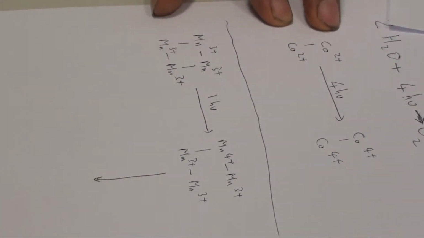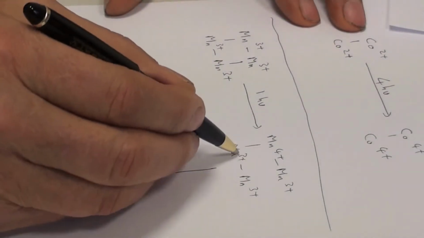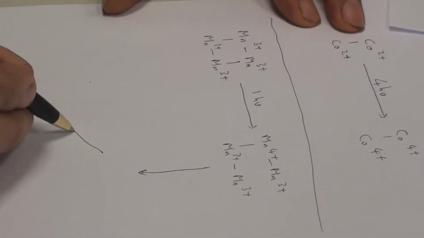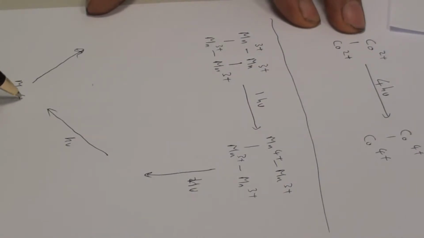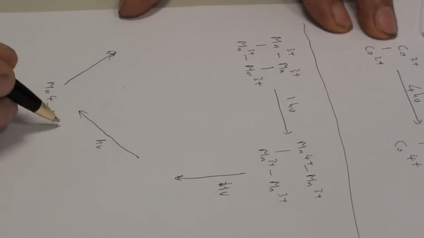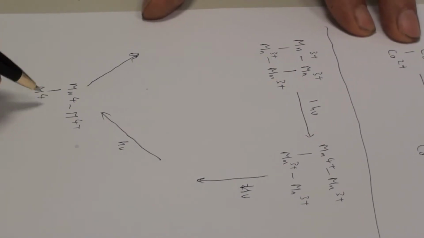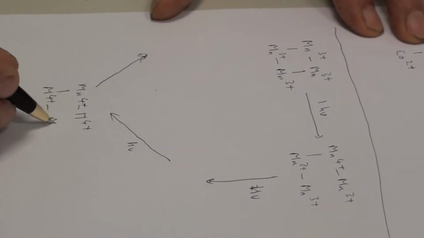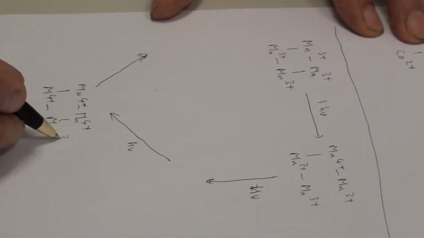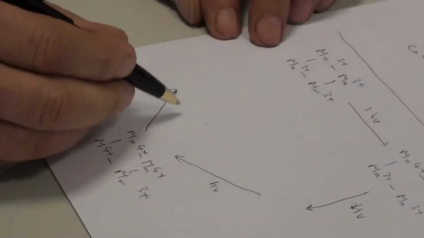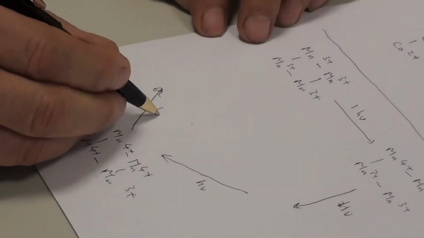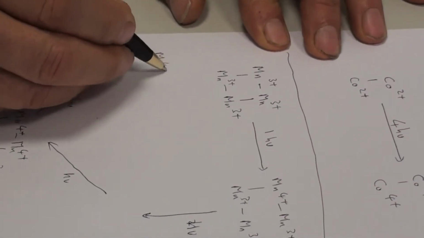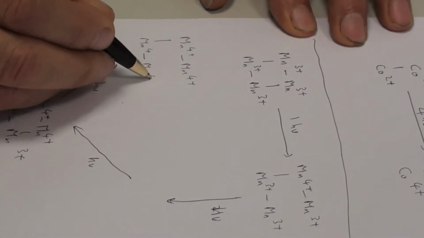So we go again, and you end up with one of these are 4+. I don't want to draw it all out again. And then you go again. So we're already down here to manganese 4+, manganese 4+, manganese 4+, plus manganese 3+. So now the final step, the final photon, gives you manganese 4+, manganese 4+.